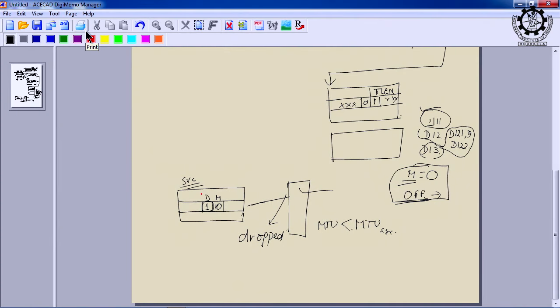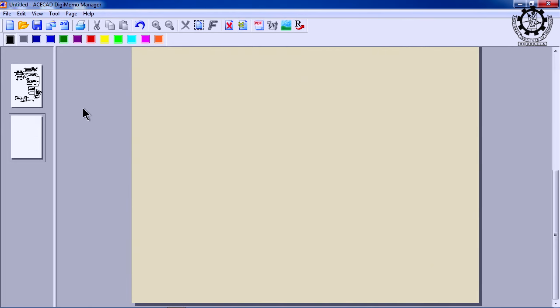So, this is the header information that tells the intermediate hops or the routers what to do and what not to do during the journey of the packet from the source to the destination.